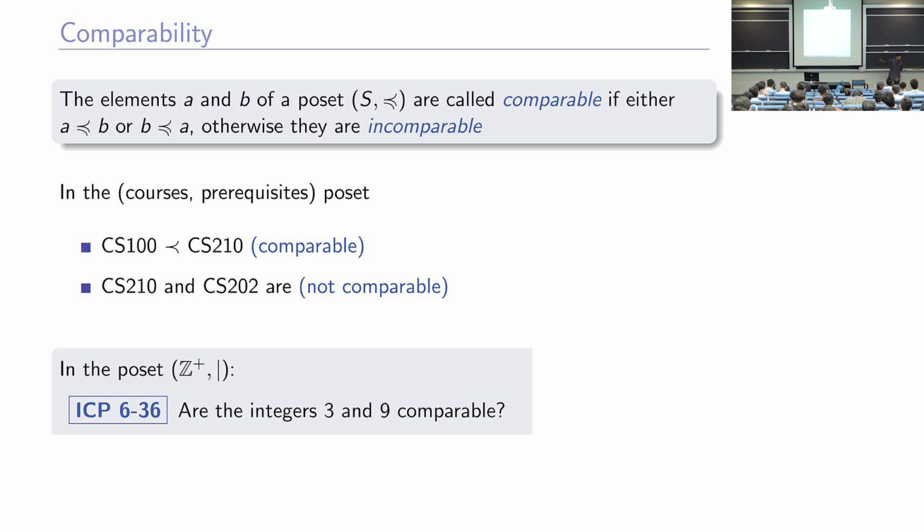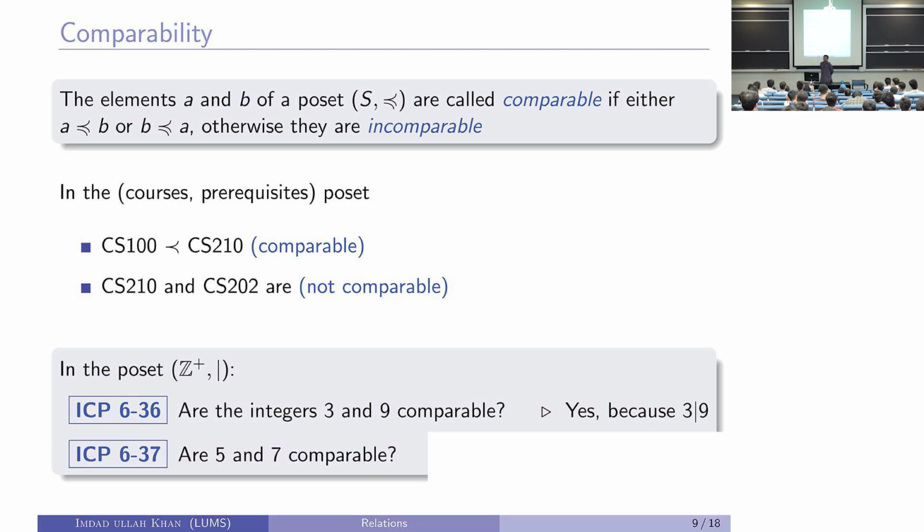We can do many other things, but I just want you to understand comparability. Okay, are 6 and 9 comparable? Why not? 6 does not divide 9, and 9 does not divide 6. Okay, so that's what it is. Are 5 and 7 comparable? No.